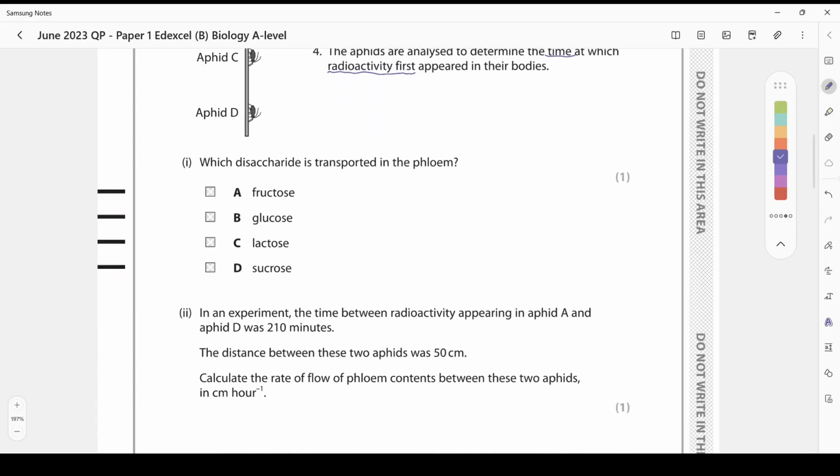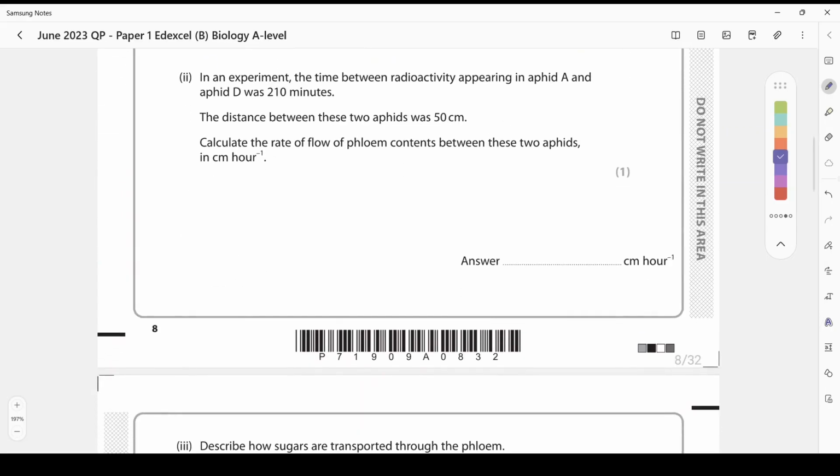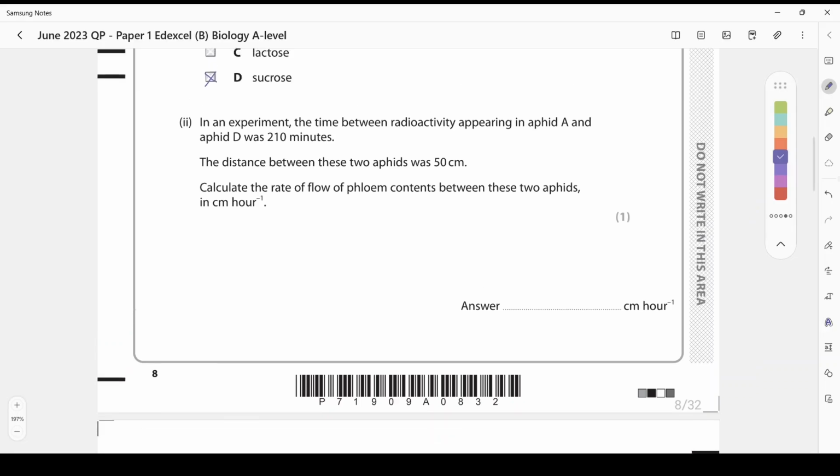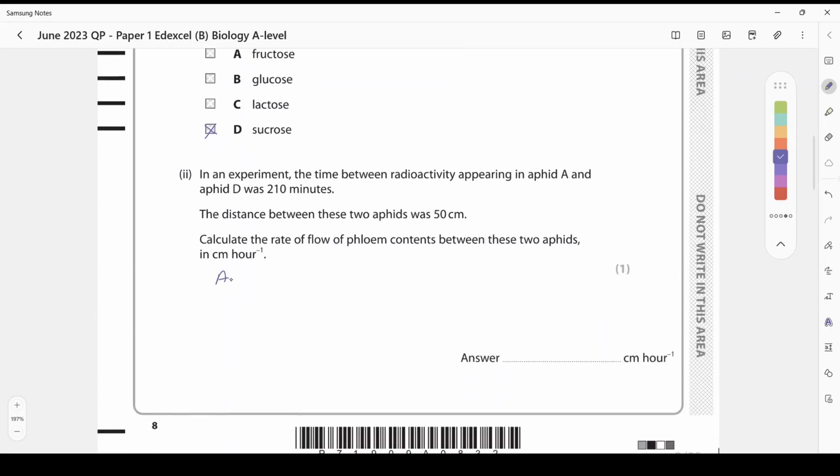So part 1, which disaccharide is transported in the phloem? That would be the sucrose. All right, the next part, part 2. In an experiment, the time between radioactivity appearing in aphid A and aphid D was 210 minutes. So aphid A is here and aphid D is here. Let me just draw that out here. So we've got A, D, and that took about 210 minutes. The distance between these two aphids was 50 centimeters.